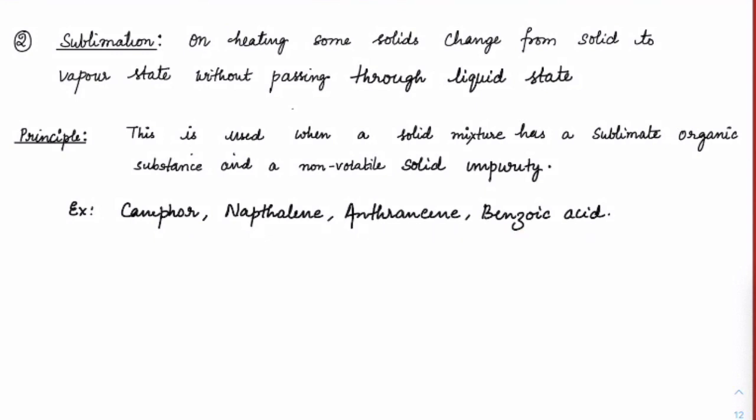Benzoic acid does have a liquid state also, but if you use sufficient temperature during sublimation, it will escape that liquid state and can be converted directly to vapor state. Got it? I hope you understood. How do we do that? We sublimate the entire organic compound, and whatever impurities are present, we expect them to be non-volatile, which means they do not come out as vapors.